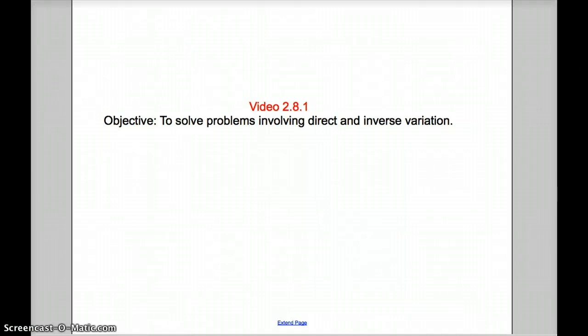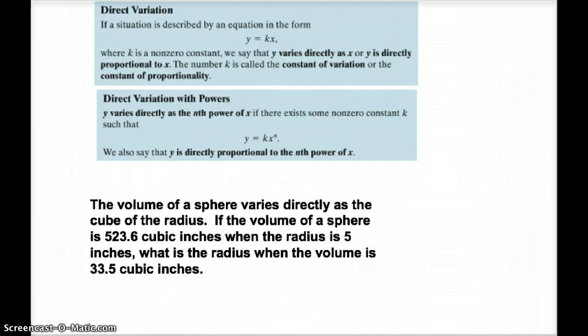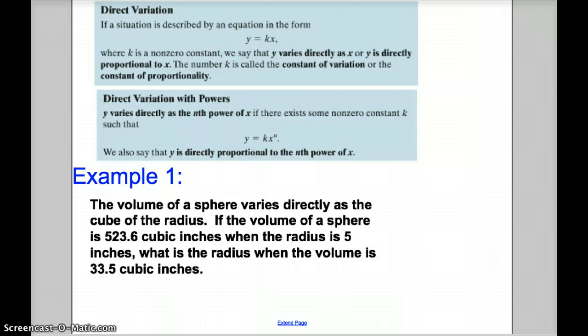This is video 2.8.1, and the goal of this video is to understand how to solve problems involving direct and inverse variation. You're going to have to memorize some of the language that's used here. It's a common language to describe situations. The first thing we're going to look at is direct variation. A situation can be described by direct variation when it's a linear function, y equals kx.